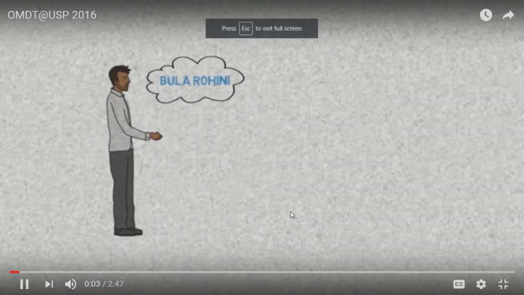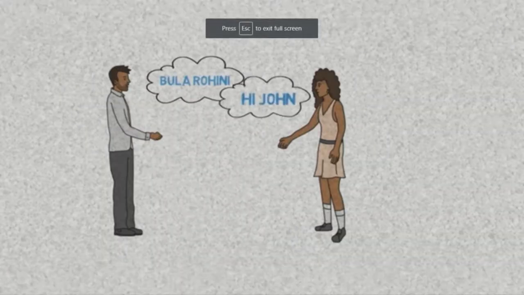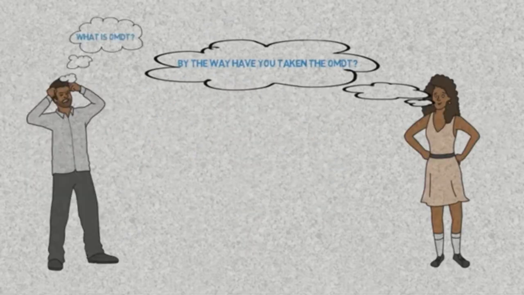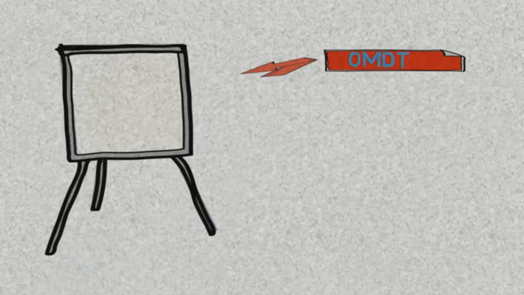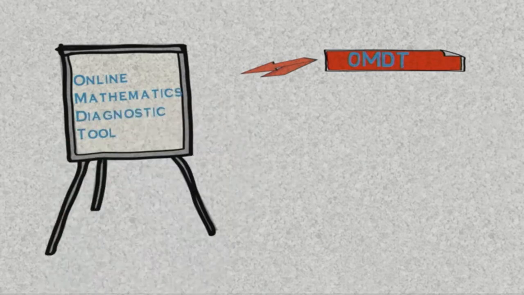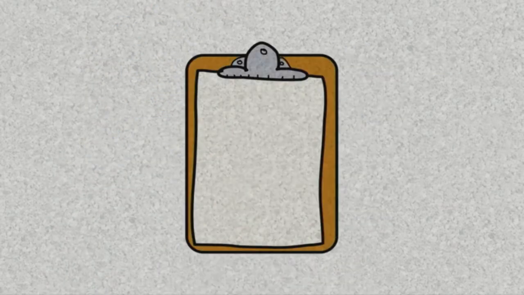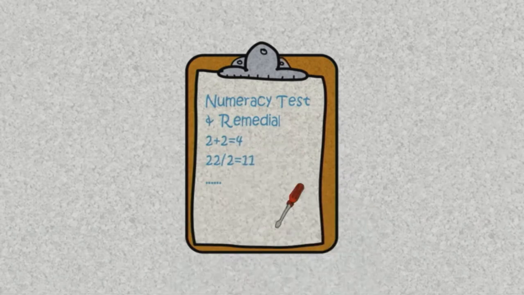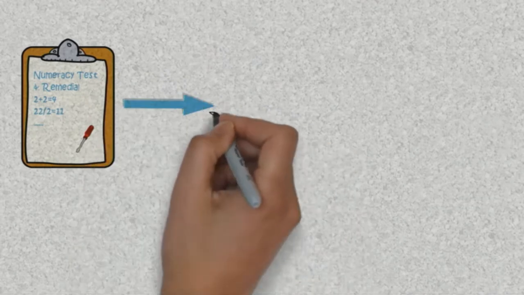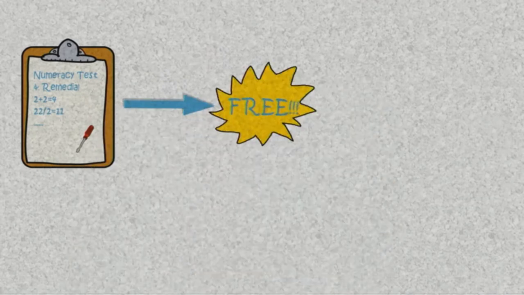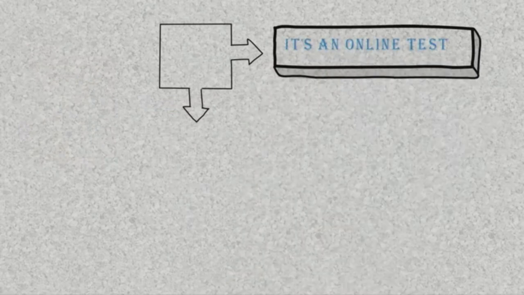I am so excited to join USP. Hi, John. Me too. By the way, have you taken the OMDT? What is the OMDT? Last year, when I attended the USP Open Day, I found out that the OMDT means Online Mathematics Diagnostic Tool. It consists of a numeracy test and remedial. The test is designed to diagnose or detect students' weaknesses in mathematics. The OMDT is absolutely free and can be taken from anywhere as long as you have internet connectivity.